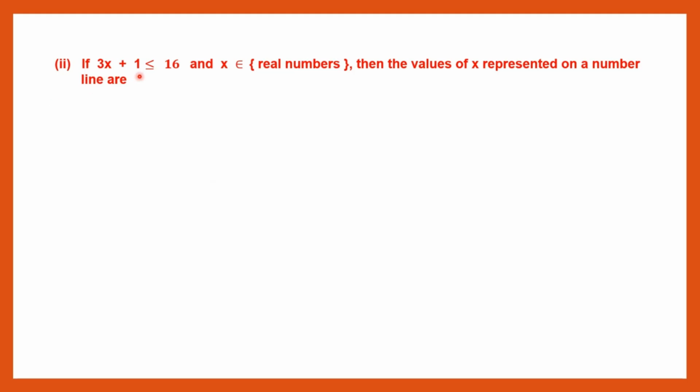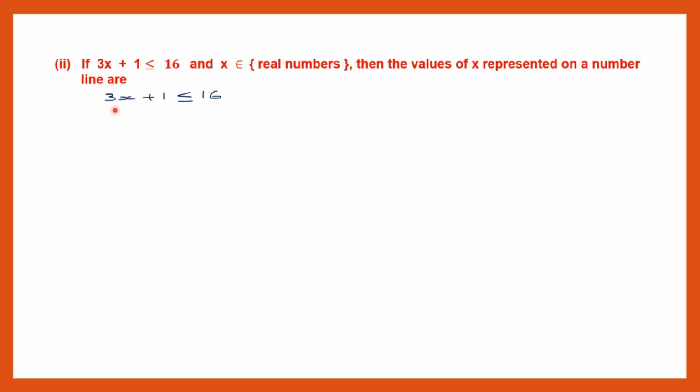Question 2. If 3x plus 1 is less than or equal to 16 and x belongs to real numbers, then the values of x represented on a number line are. Now we have to be careful when we represent numbers on a number line for inequations after solving them. So let's take this inequation. We have 3x plus 1 is less than or equal to 16 and x belongs to real numbers, all the numbers, okay? So now let's solve for this.